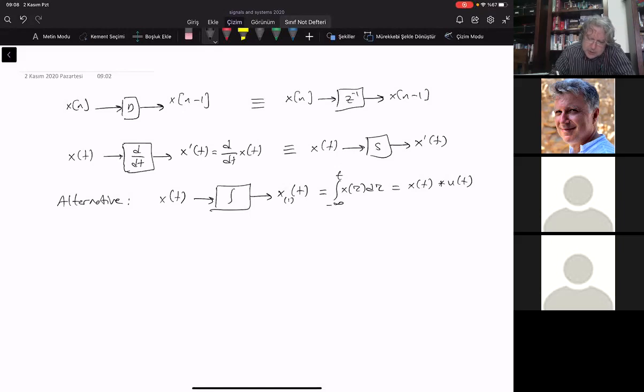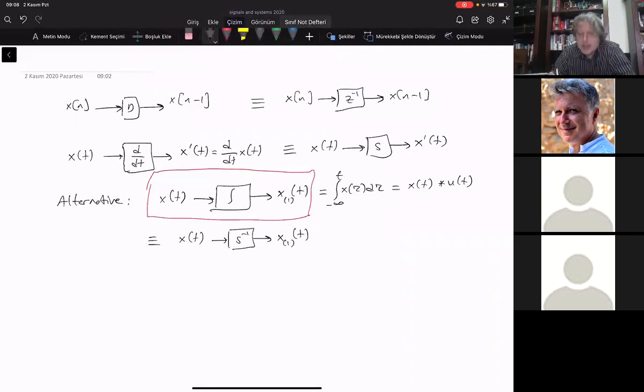And we are going to use this one, by the way. This is the notation that we are going to use to describe differential equations in continuous time. So we won't be using the derivative notation, but we will be using the integral notation. In terms of the Laplace parameter, the S parameter, the integration could be notated as x of t going into S inverse or 1 over S, giving you x sub 1 of t, the integral of x of t. So this is the building block that we will use.